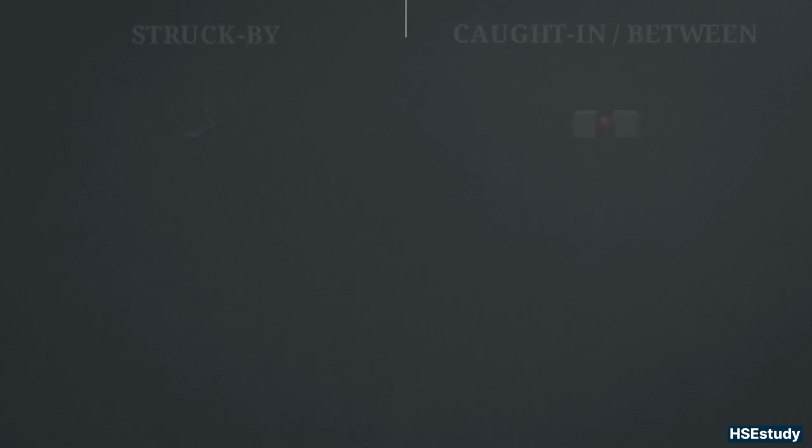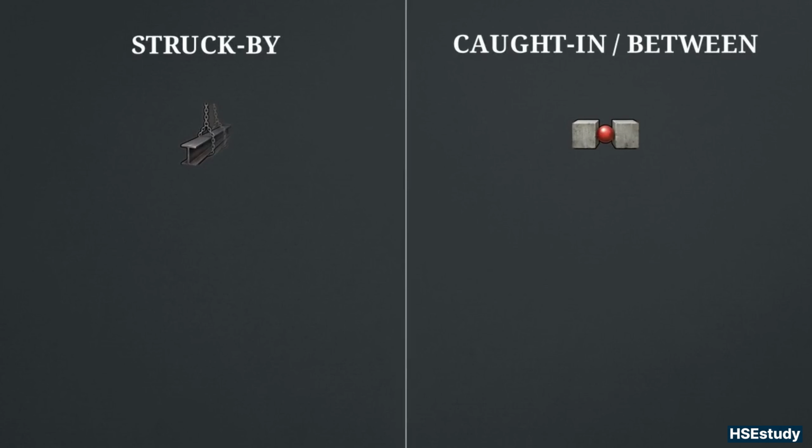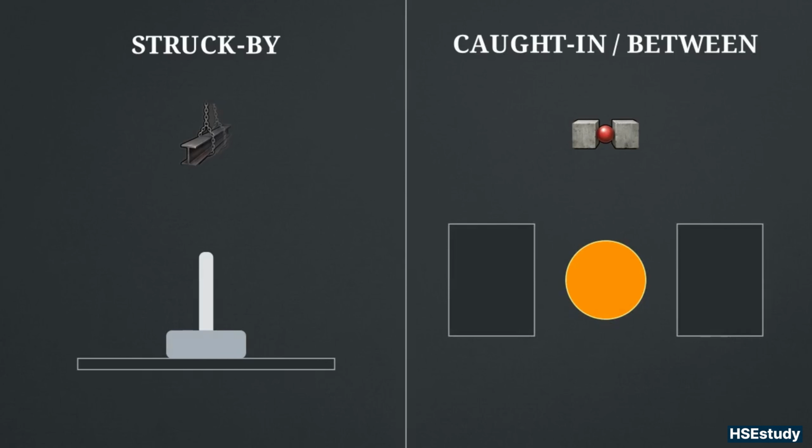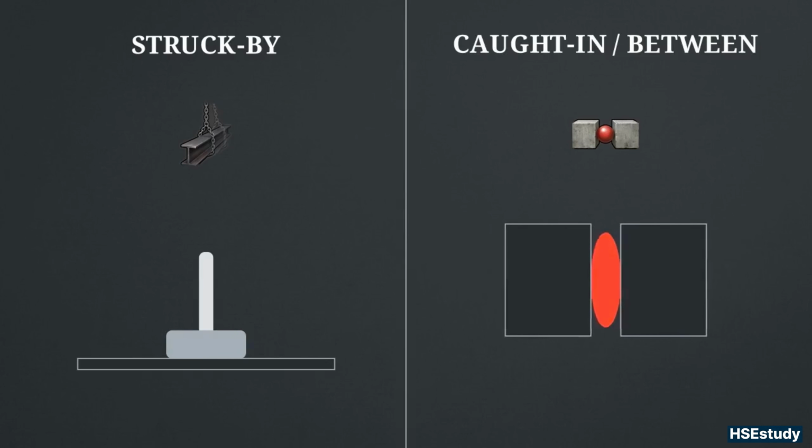Let's clarify the difference between the next 2 major hazards. A struck-by incident happens when an object's impact alone causes the injury, like a dropped hammer. A caught in or between hazard involves crushing or compression, where a worker is squeezed between 2 objects.